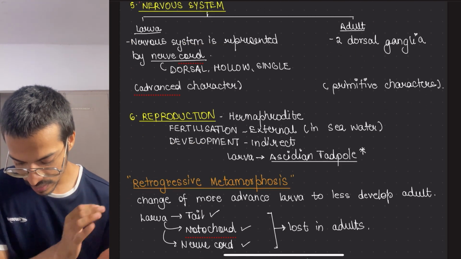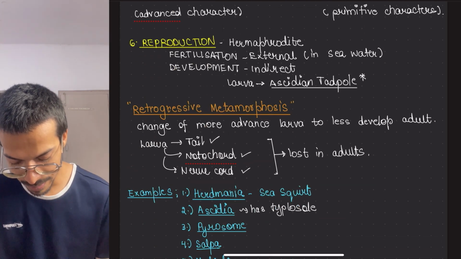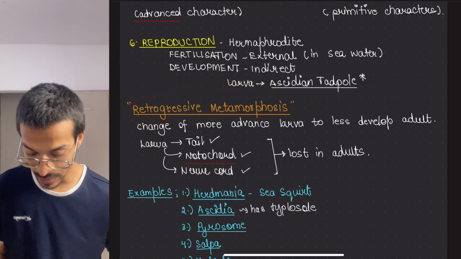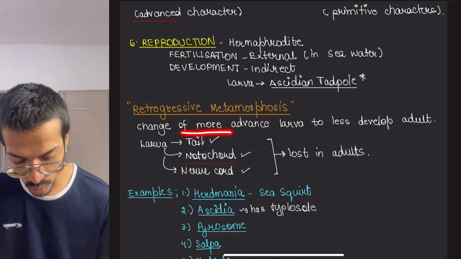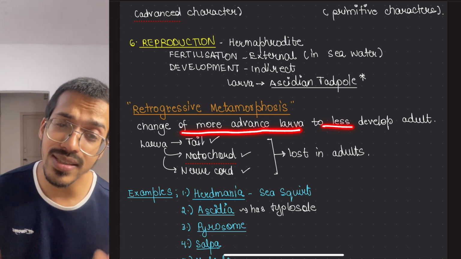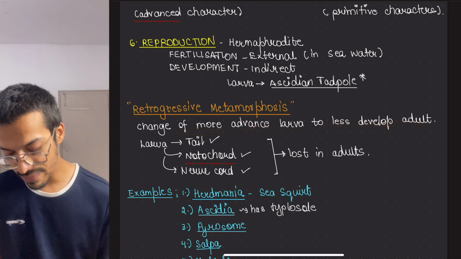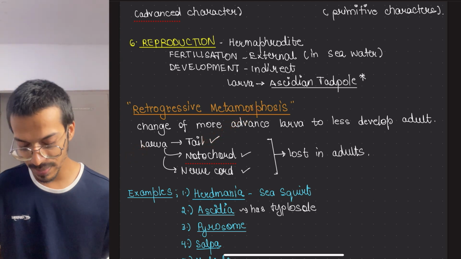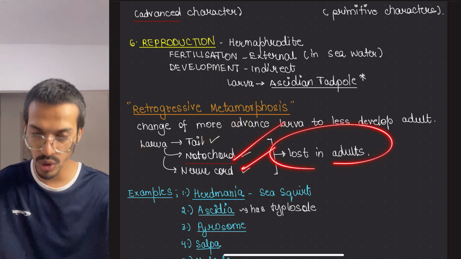Okay, moving on, then it is retrogressive metamorphosis. This term you will remember. It is a change of a more advanced larva to a less developed adult. So the larva has a tail present, as I told you, notochord present, nerve cord present. The adult lost all of them.